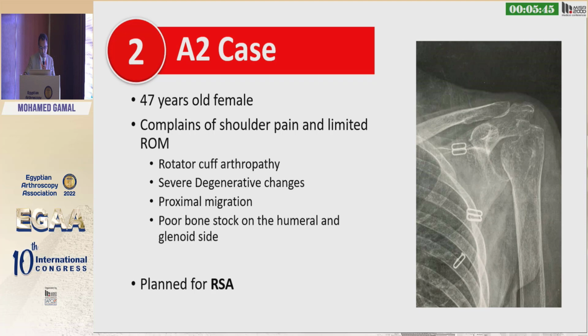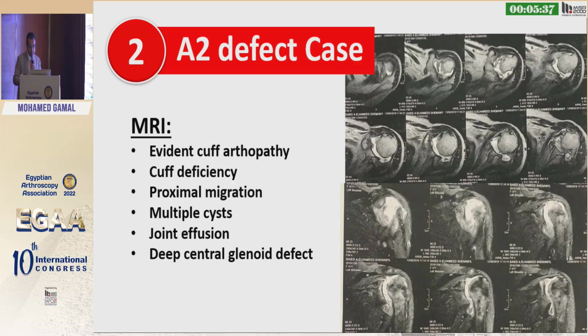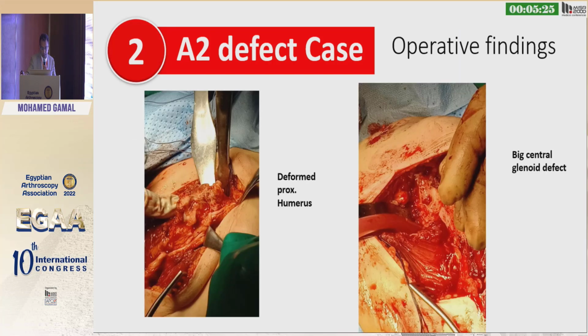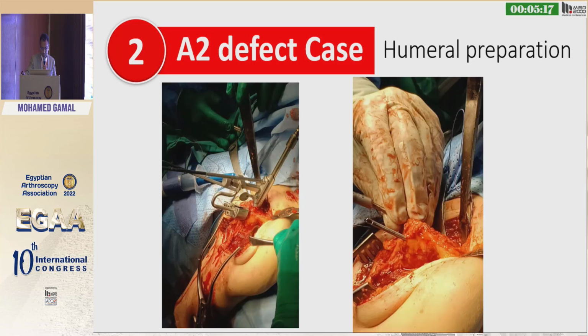Another case, 47, it's younger, but with rotator cuff arthropathy, severe degenerative changes, proximal migration, very poor bone stock. As you will see here, you can see this medialization of the glenoid and maximum erosion of the bone with multiple cysts, deep central glenoid defect. And also the proximal humeral head was deficient with big central glenoid defect.